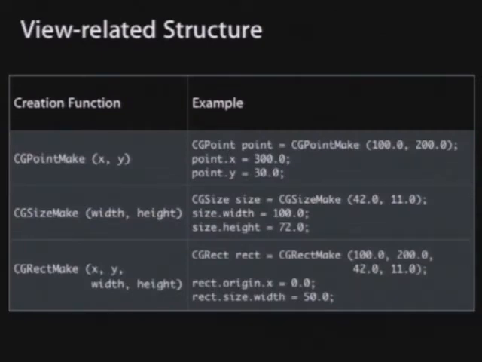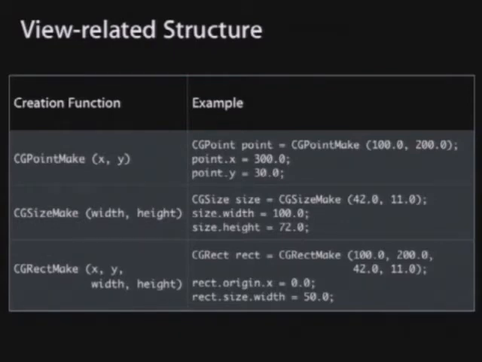The first is, how do you actually make a CG point? How do you make a CG size? There's this convention here where we say CG point make, CG size make, so it's the structure followed by the verb, in this case, which is make. And you pass it the parameters. So CG point make takes 2 floating points. CG size make takes 2 floating points.